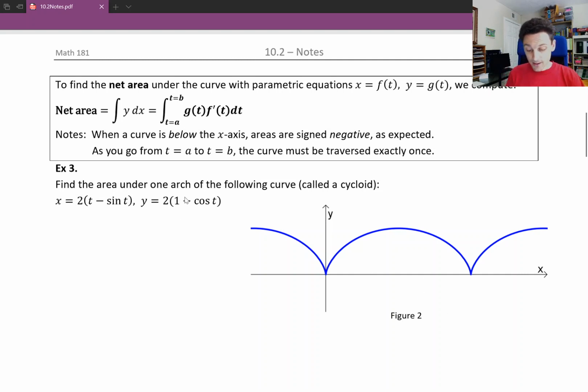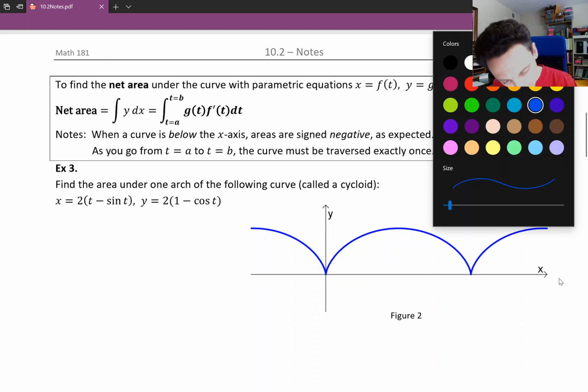Now it says, find the area under one arch of the following curve. Well, we have a general sense of what the graph of the curve looks like, but we don't know exactly where the arches start and end. Like what t value is going to be the start of this arch and what t value will be the end of this arch. So let's figure out what that is.